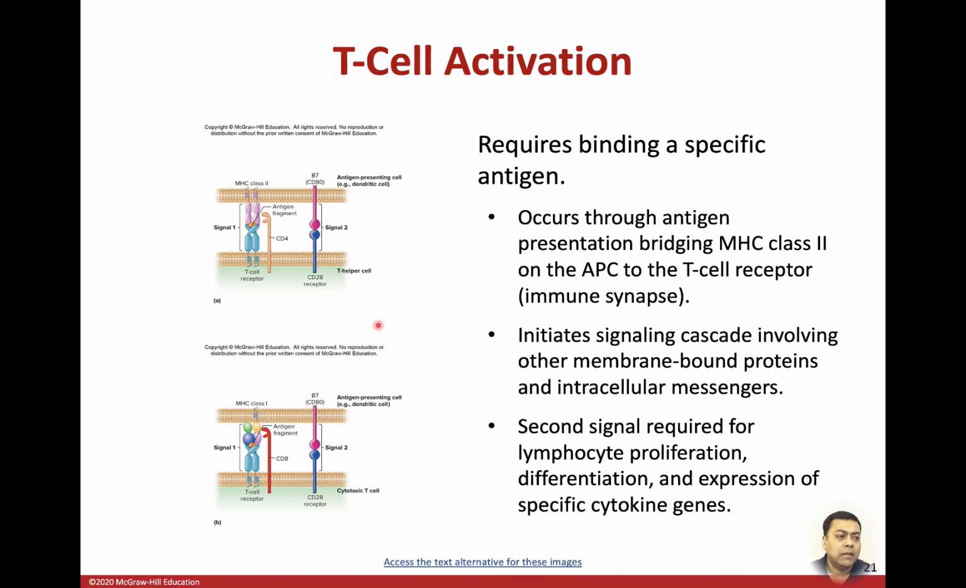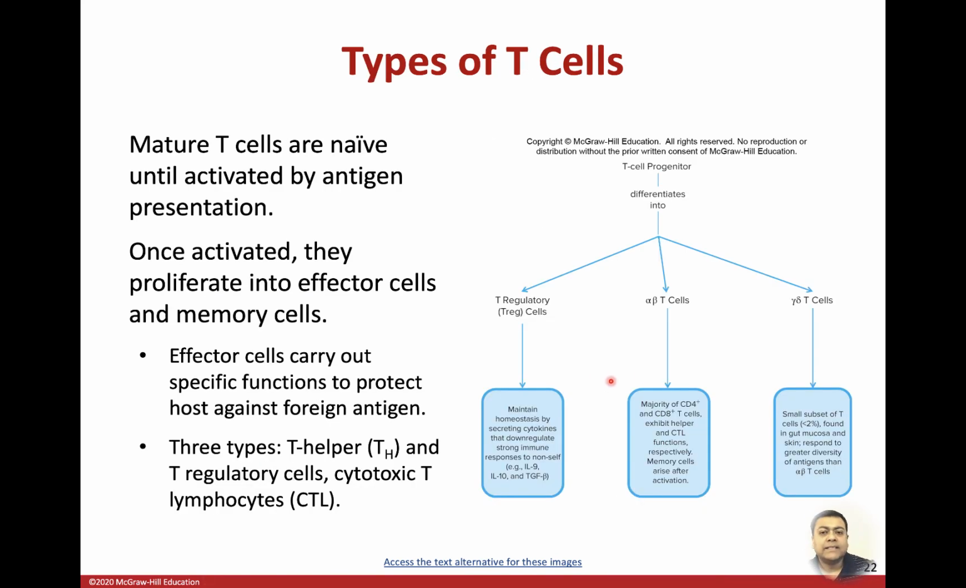So that's the nomenclature. So let's take a look here. The mature T cells, which I explained, are naive until activated by the antigen presentation. Once activated, as we just discussed, they proliferate into effector T cells and memory T cells. And the effector T cells will carry out specific functions to protect the host against a foreign antigen. They could be three types: T helper, T regulatory cells, and cytotoxic T lymphocytes. The T helpers have the CD4s. The cytotoxic T lymphocytes, or the CTLs, have the CD8s.